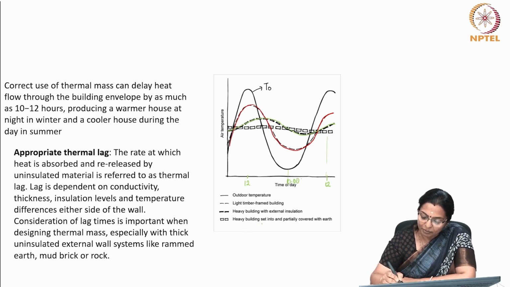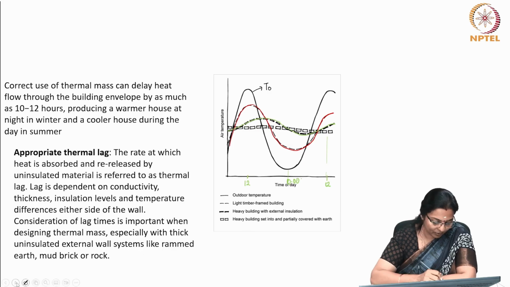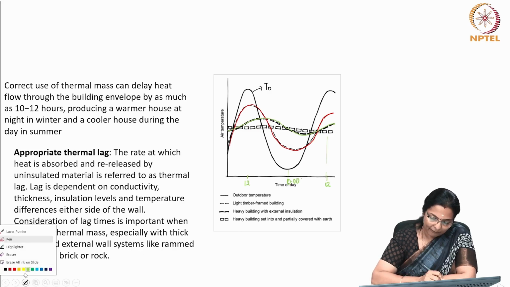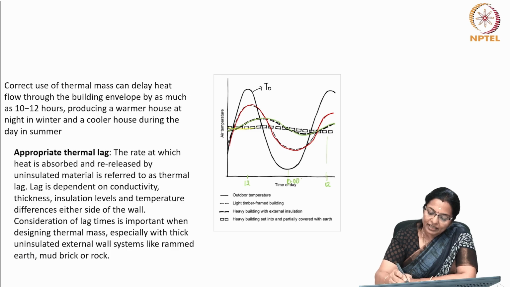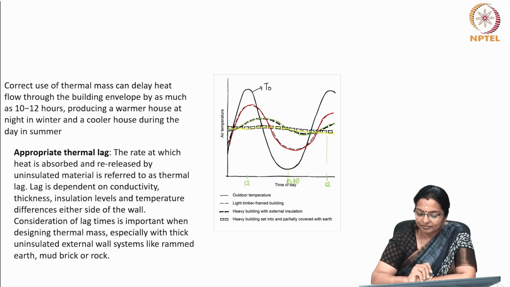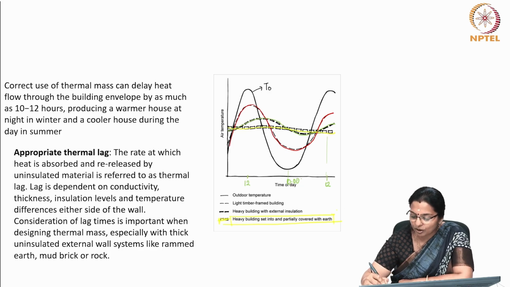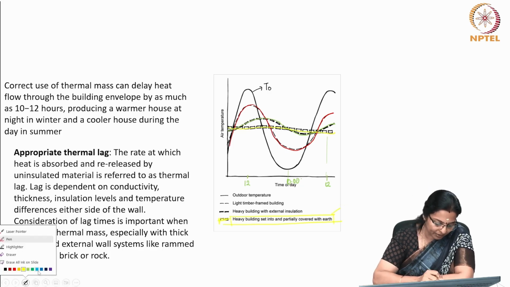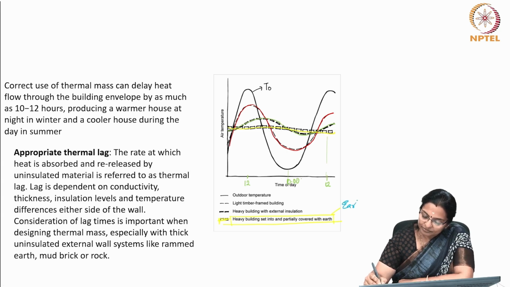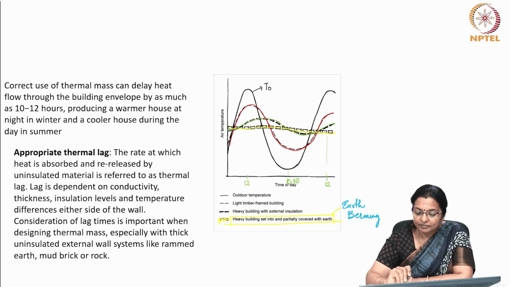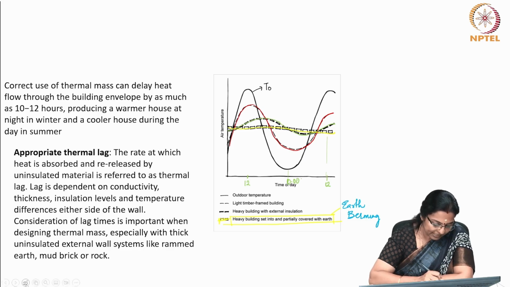And then look at the heavy building set into and partially covered with earth. Look at the temperature here. You can see that the heavy building set into and partially covered with earth, which is called as earth berming, has almost a constant temperature with almost no relevance to what is happening on the outside.